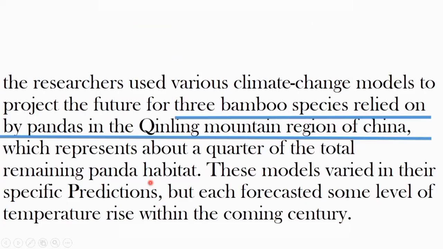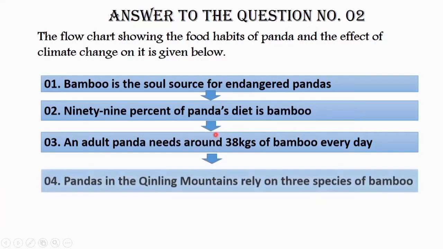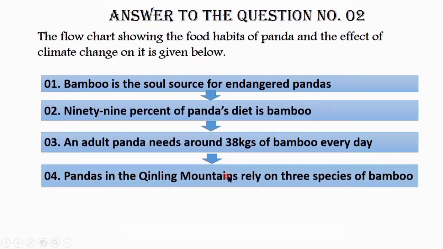For next information, what we have, they eat not all the species of bamboo, especially 3 bamboo species relied on by pandas in the Qingling Mountain region of China. So how are we going to shorten this? We are going to write in this way. Pandas in the Qingling Mountains rely on 3 species of bamboo. You can avoid this name, the Qingling Mountains. Then it will be helpful for you to make it shorter.